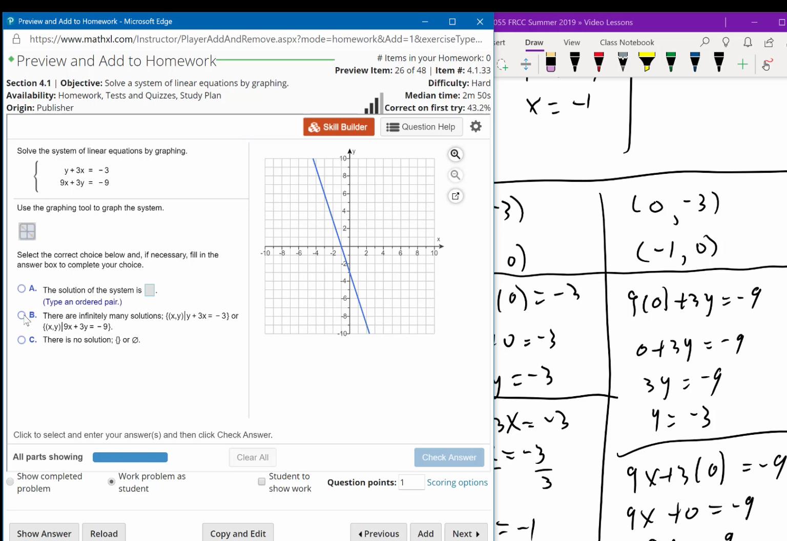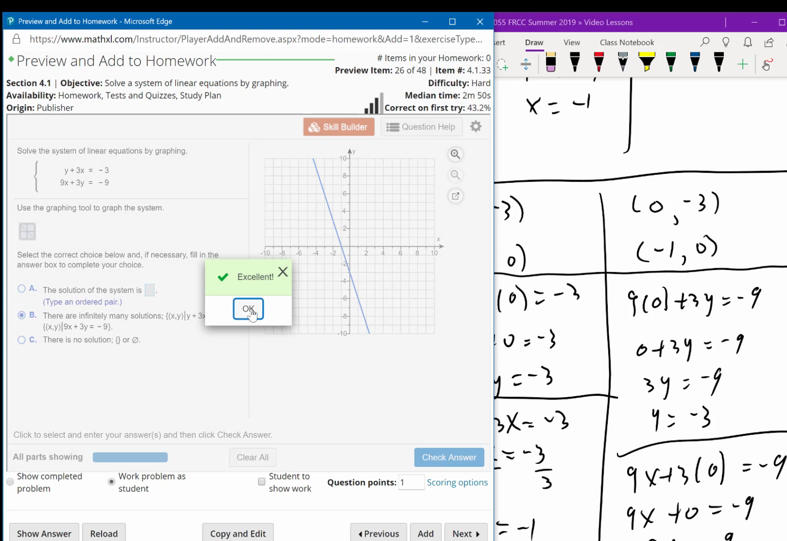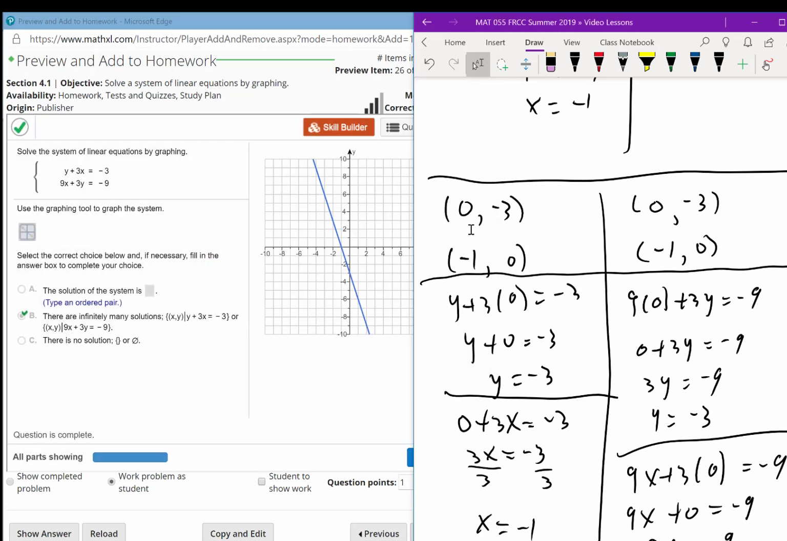So the moral of the story is when you go to get your points over here, and these points happen to be the same, that means that the lines are the same. If the lines are the same, then you have an infinite number of solutions.